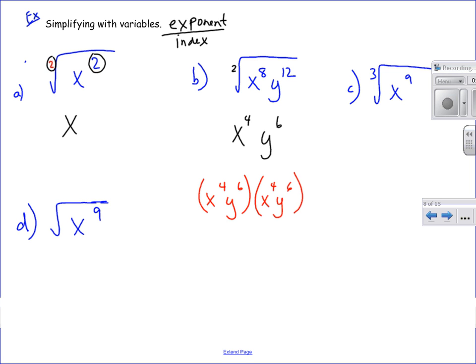Multiply those two together, and I should get x to the 8th, y to the 12th. And we do, okay?